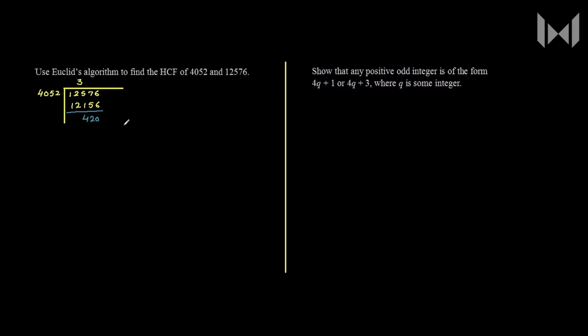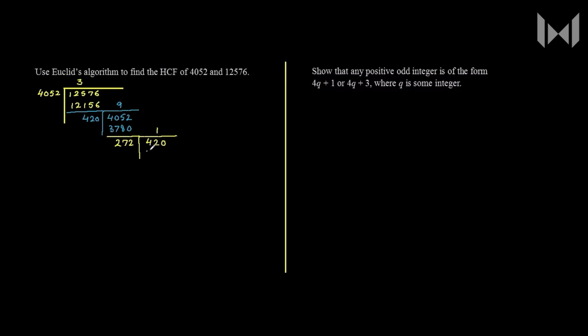420. Now what we do is we divide the previous divisor, which is 4052, by 420. Now when we divide by 420, we have 9. So 9 2s are 18, 9 4s are 36 and 37. Now we are left with another remainder over here, and that is 272.